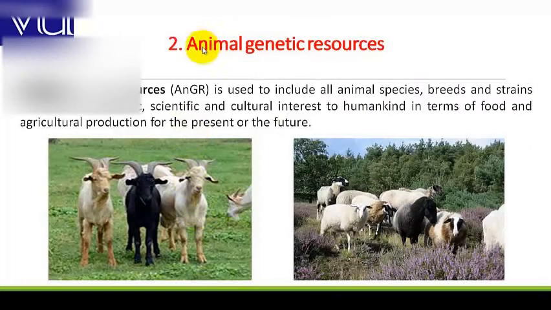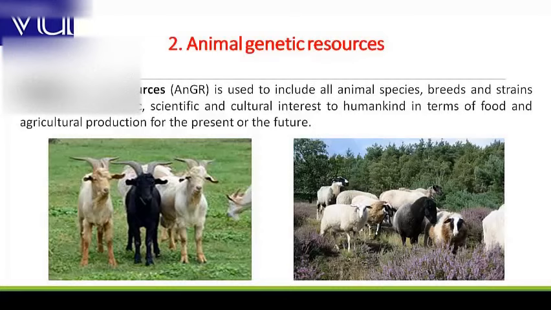The next type is animal genetic resources. Animal genetic resources include all animal species, breeds, and strains that are of economic, scientific, and cultural interest to humankind in terms of food and agriculture production for the present or for the future. It means all the heritable material present in different species or different breeds of animals, and all those genetic materials must have some actual or potential value for the future or for the present. All those genetic materials are known as animal genetic resources.